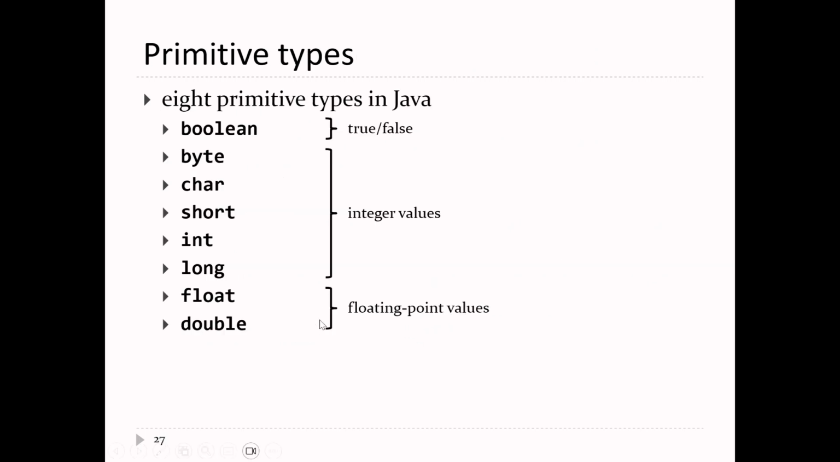Okay, so your primitive types in Java are the following. boolean, that's true or false. These are all integers: byte, char, short, int, long. And float and double are your floating point types. With the exception of boolean, these are all more or less the same as in C.